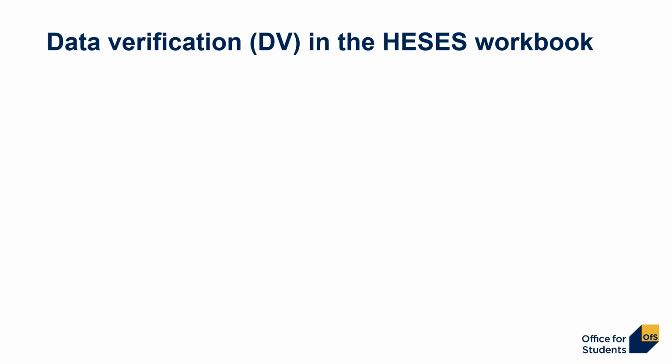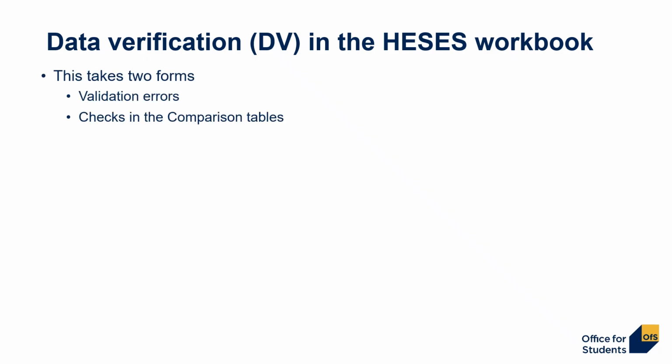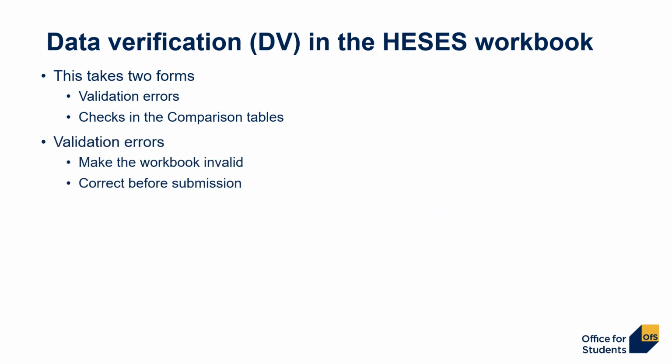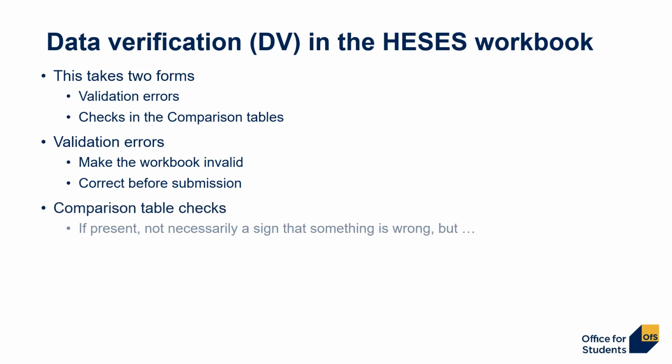Before we go on to look at the data verification process, let's focus on what gets checked in the workbook itself. This checking takes two forms: validation errors and checks in the comparison tables. Validation errors make the workbook invalid. These need to be corrected before submitting. Comparison table checks, if present, do not necessarily indicate that there's anything wrong, but it's just that the data verification team may well ask questions about them.